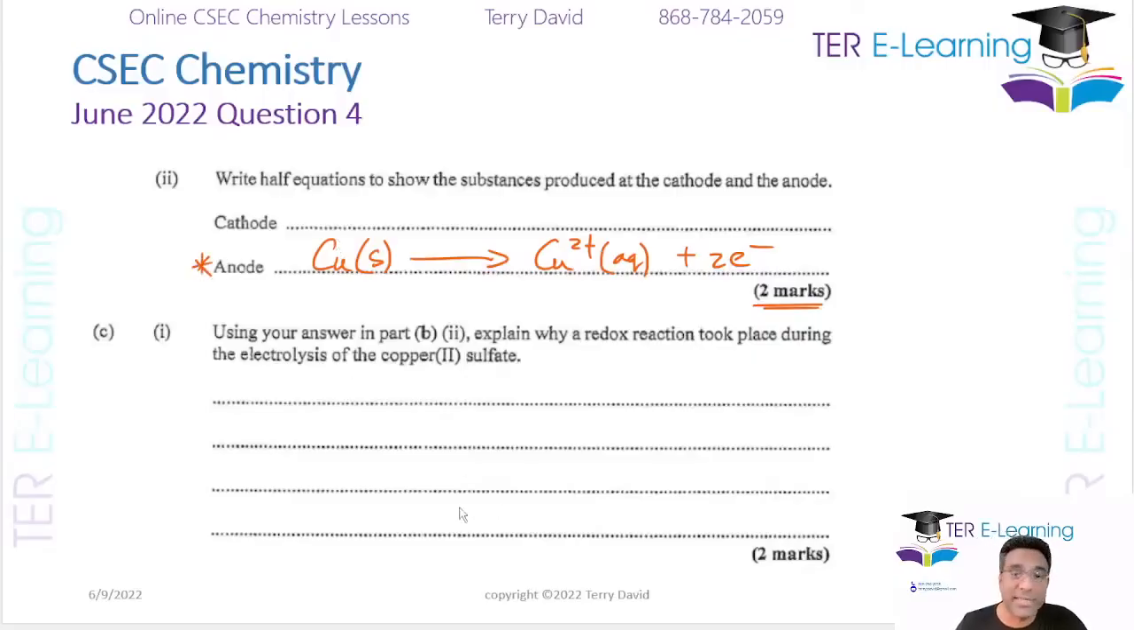The mass of the anode is going to decrease, and at the cathode now, we have a different reaction taking place. The copper ions in solution are going to accept 2 electrons and become copper solid. So this one here is going to be Cu2+ aqueous plus 2 electrons produces Cu solid. So that's my half equations for what's happening in this particular reaction.